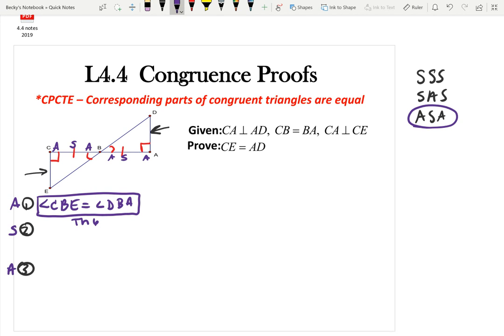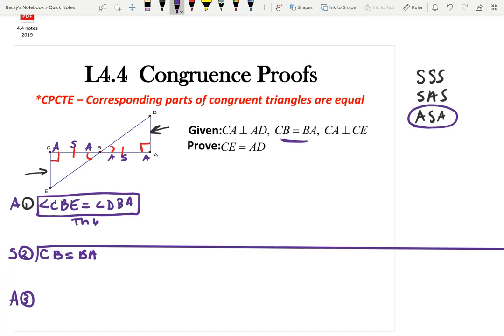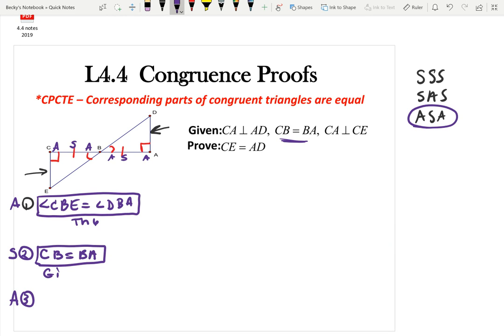Now, let's do a side. And if I need to, I'll reorganize this a little bit to give myself more room, so it's not all crunched together. My sides, how did I know these? Well, that was up here in the given. So that one's easy. I'm just going to rewrite this given information. CB is equal to BA, if my pen will work. And I'm going to put a box around it, and underneath, I'm going to say given.